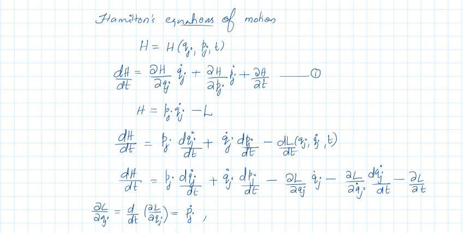Then what is ∂L/∂q_j dot? It is p_j. So you can cancel this term p_j. This is p_j dq_j dot by dt, and here you have minus p_j dq_j dot by dt. This will get cancelled. Then you can compare these two equations.